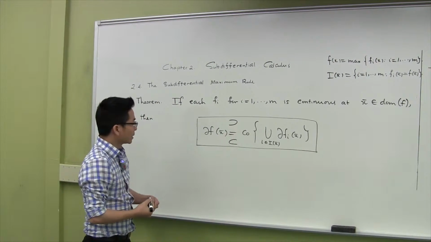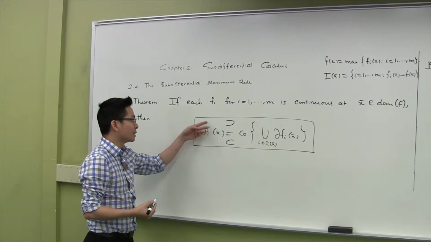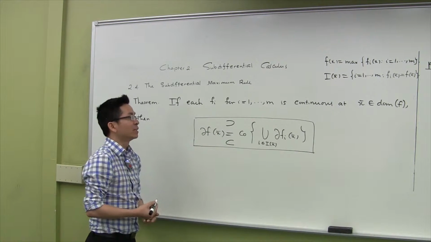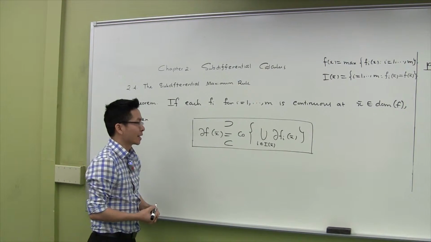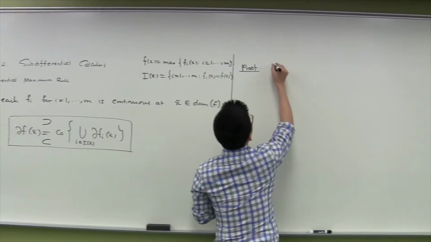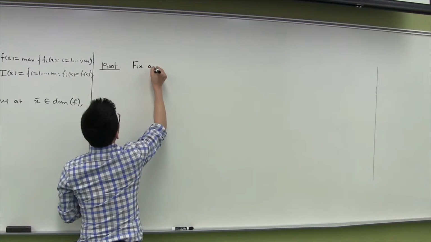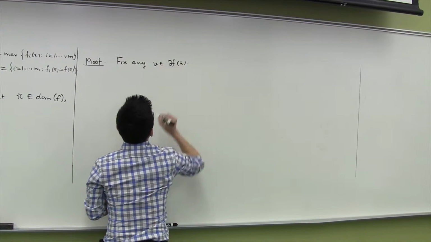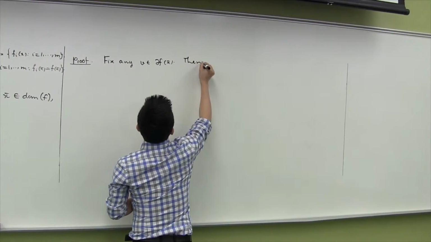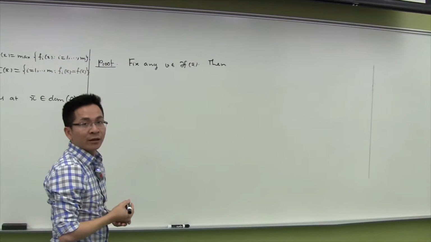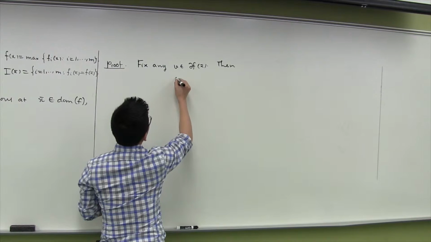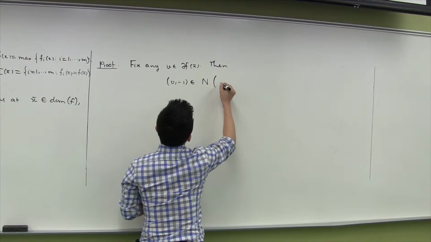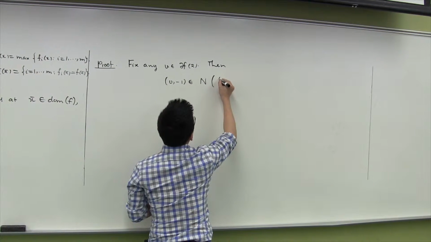Okay, so in order to continue, we fix any element v in the set on the left hand side and show that v belongs to the set on the right hand side. Okay, fix any v in the subdifferential of the function f at x bar. Then, by the geometric characterization of subdifferential, we have that v minus 1 belongs to the normal cone to the epigraph of the function at x bar, f of x bar.